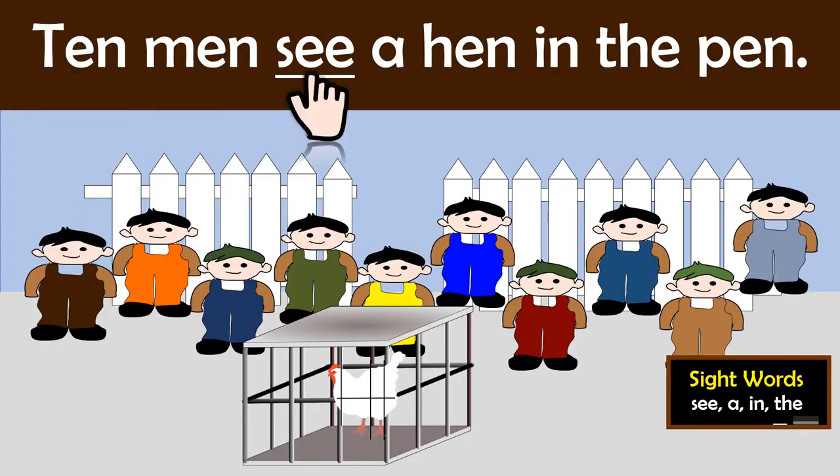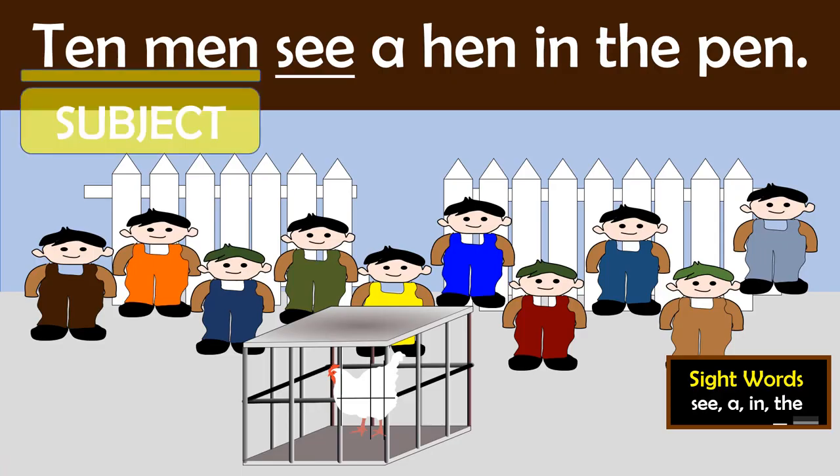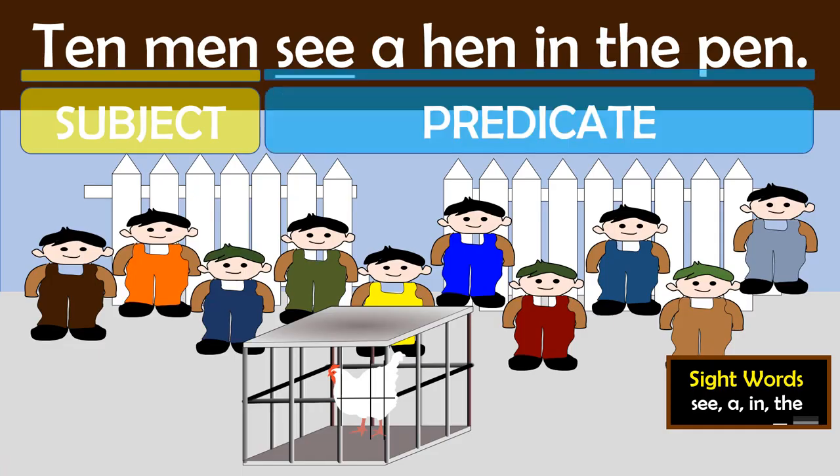Ten men see a hen in the pen. In this sentence, can you figure out who we are talking about? Yes, ten men. The ten men is the subject of the sentence. And what do the ten men do? They see a hen in the pen. This is the predicate. It consists of the verb see.